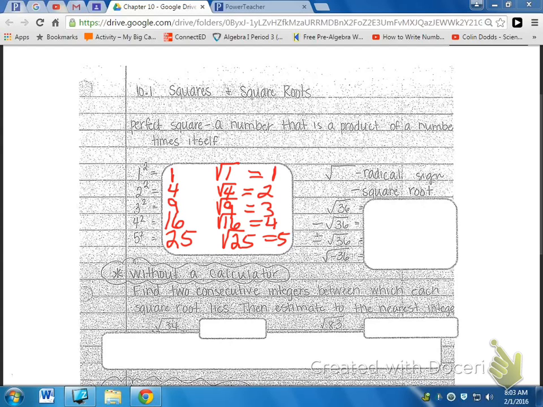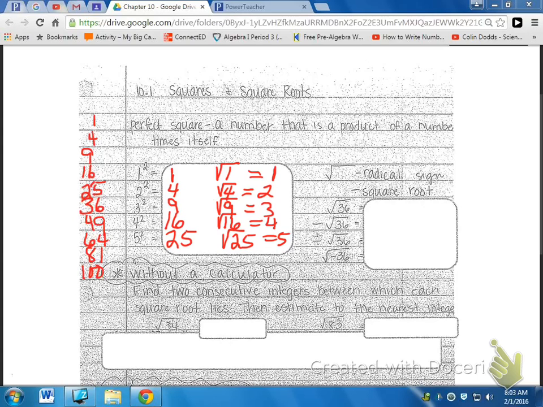Now, what I had mentioned on the side of your paper, you want to continue a list of perfect squares. You're going to need it for the part where we estimate. So on the side of your paper, I want you to do 1, 4, 9, 16, 25. Who can tell me what the next number in this list would be? 36. What would be next? 49. What would be next? 64. Next. 81. Next. 100.